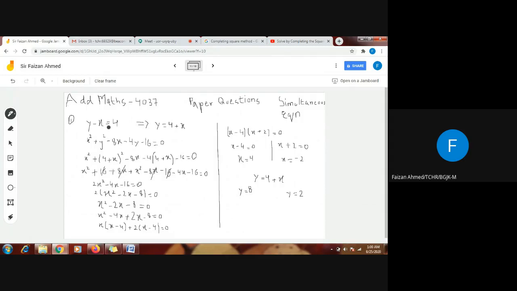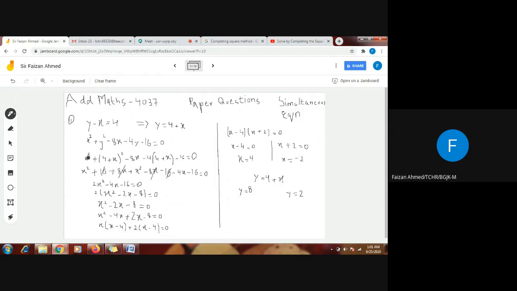I chose my linear equation and selected y as my subject. This minus x will shift on other side. It will be plus x. So my equation number 3 will be y is equals to 4 plus x. Since now I have got the value of y, I will put it in equation number 2.